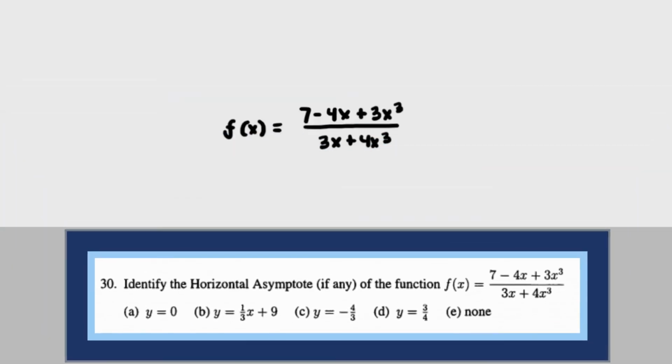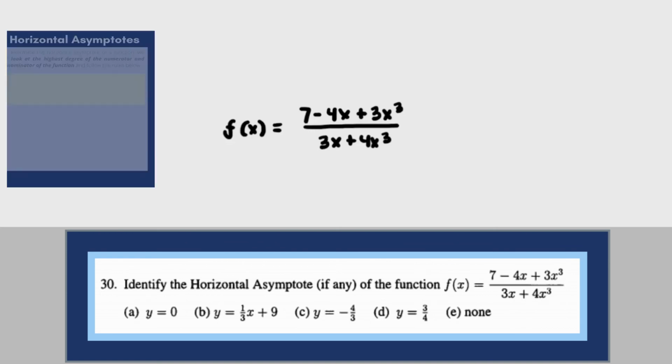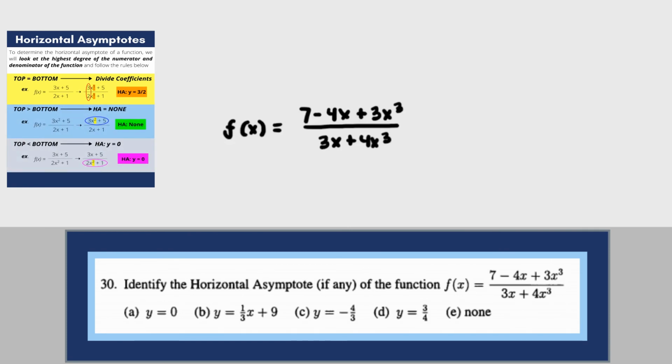Alright guys, so I wrote down our f of x, and it basically wants us to identify the horizontal asymptote of the function. Remember, when we're dealing with horizontal asymptotes, there's a set of rules that we follow, and these rules are based on the highest degree of the top and bottom of the function. In this case, at our top we have 7 minus 4x plus 3x cubed. So this indicates that the highest degree of our top function is 3. And for our bottom function, we just have 3x plus 4x cubed. So once again, in the bottom, our highest degree is 3 as well.